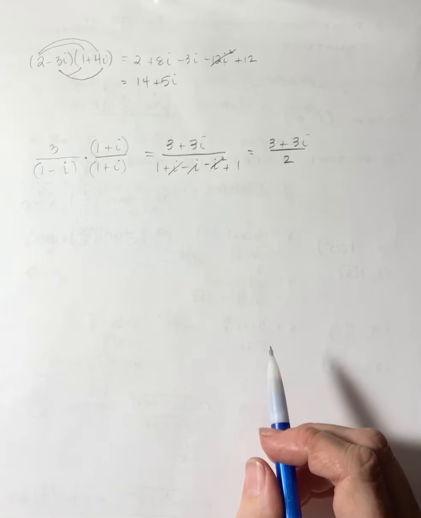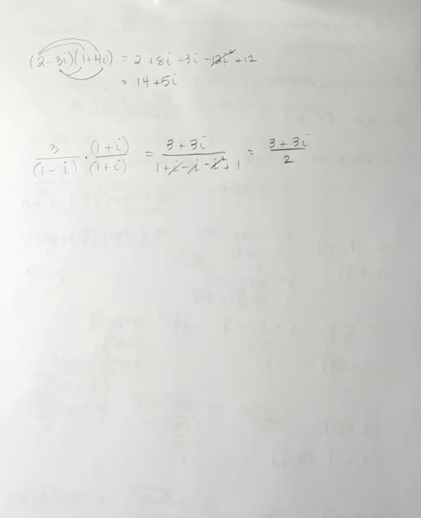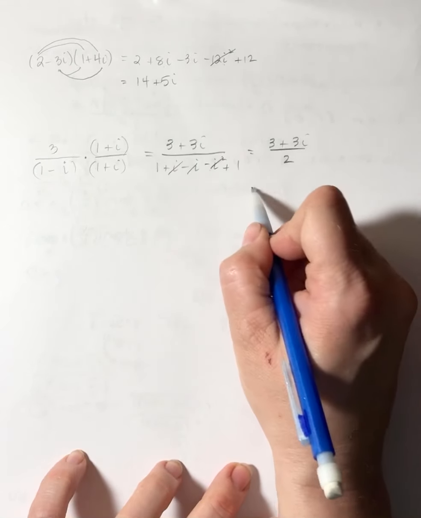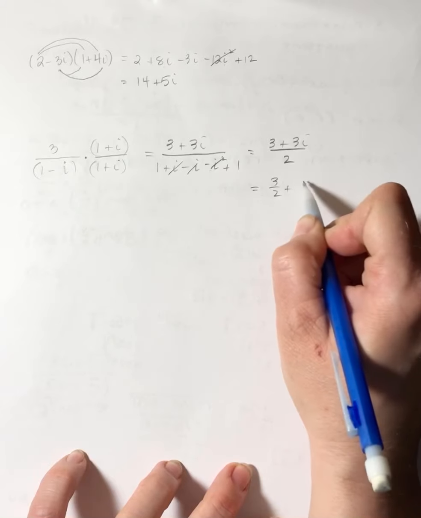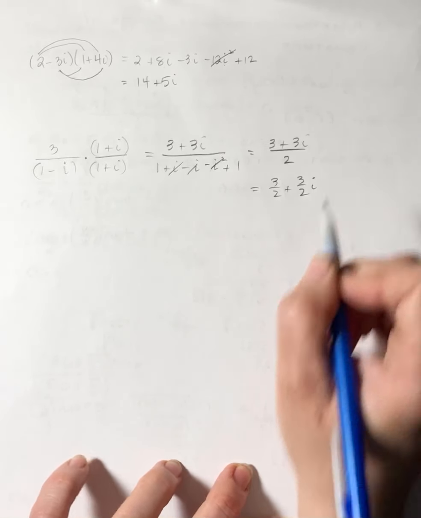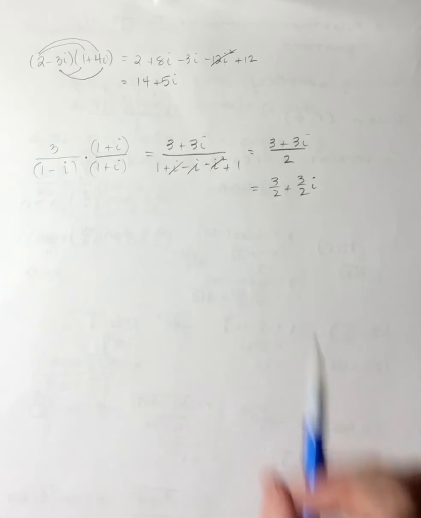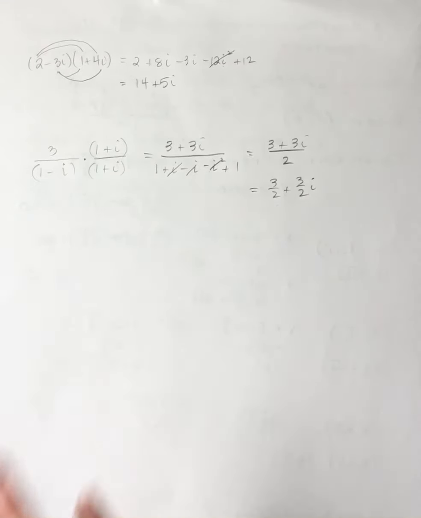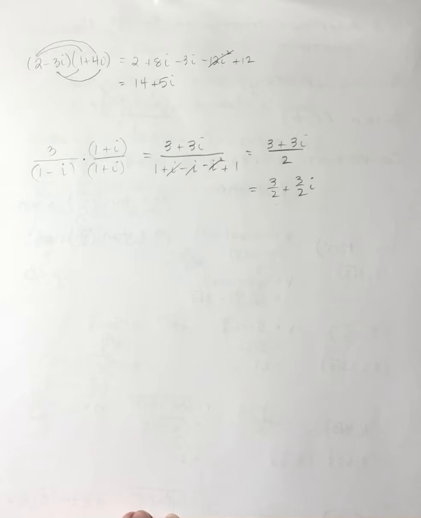So 3 plus 3i over 2. And if you remember, standard form of a complex number is a plus bi. So this wasn't always accepted. You had to write it as 3 halves plus 3 halves i, just as a reminder. Okay, so this was standard form. So that's multiplying and dividing complex numbers in rectangular form.